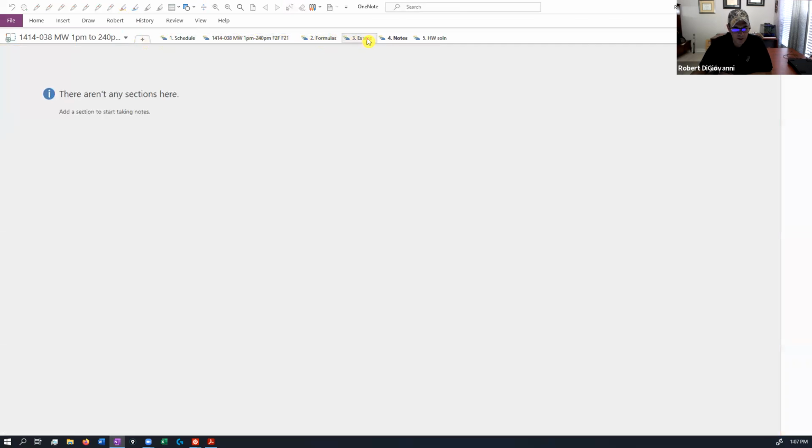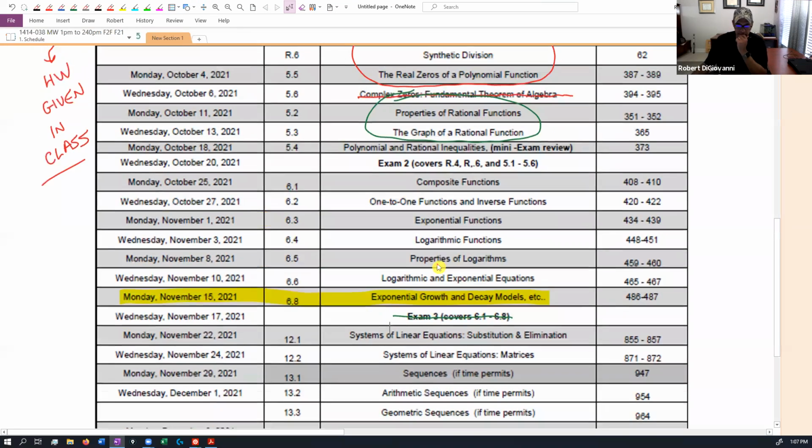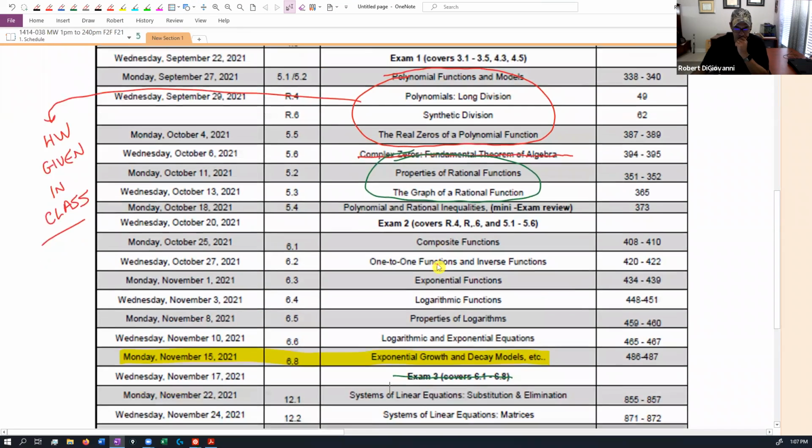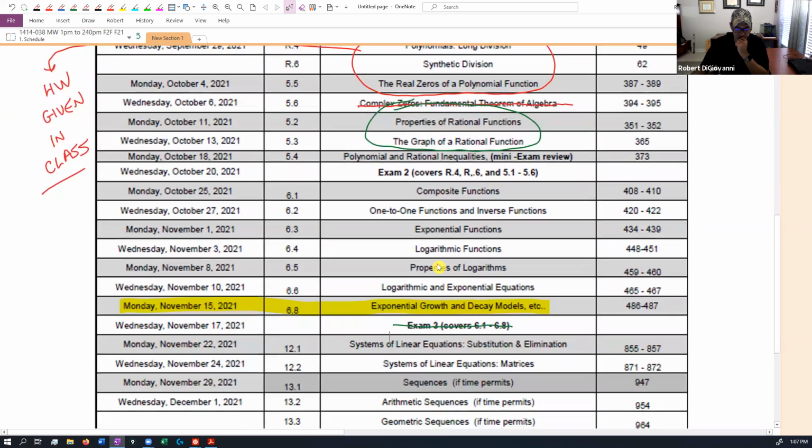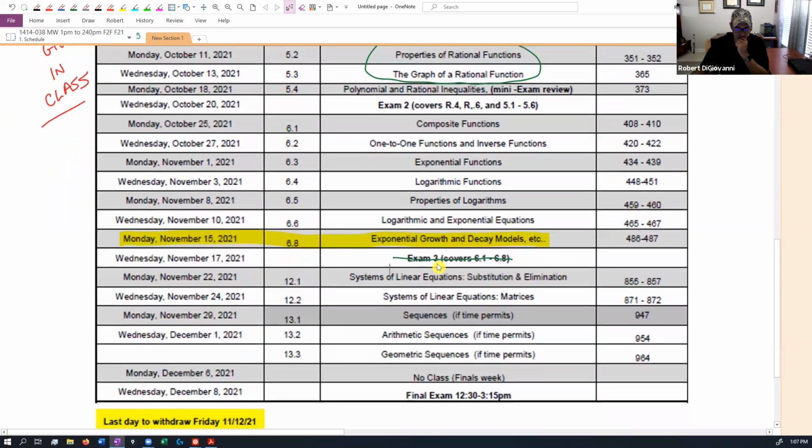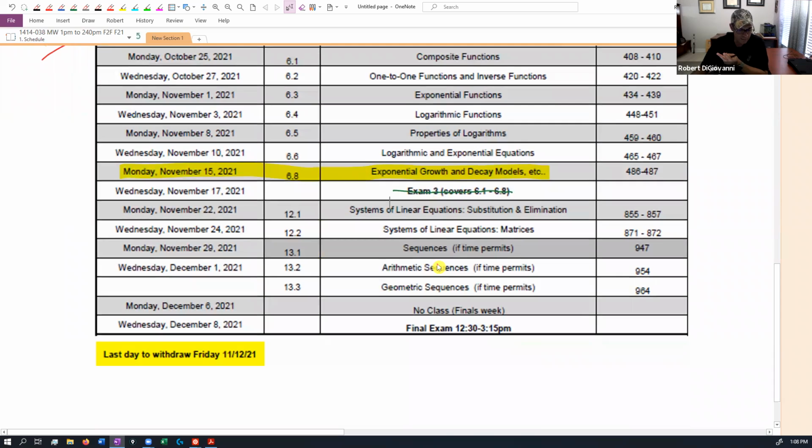Let me double check something here. Give me a second. What are we going to do here? What do y'all feel like doing? We have to figure out, are we going to try and cram a third exam in here? How do y'all feel? We've done 2, right?